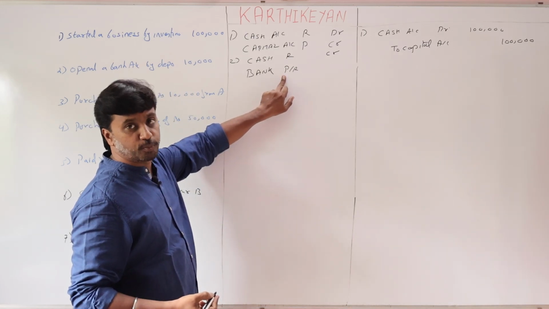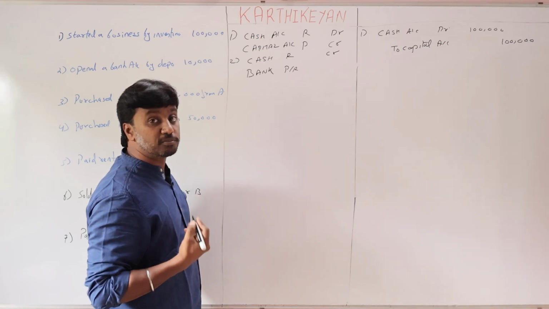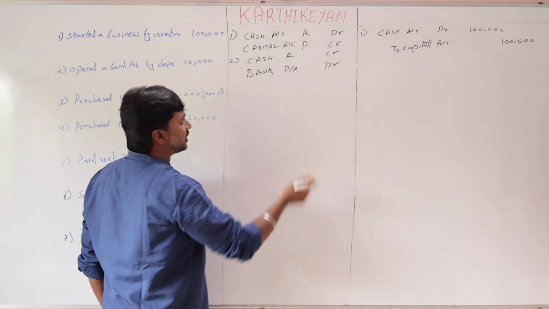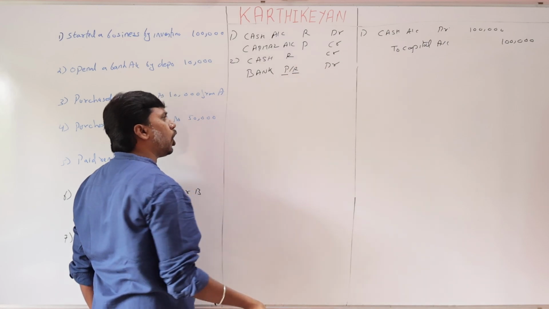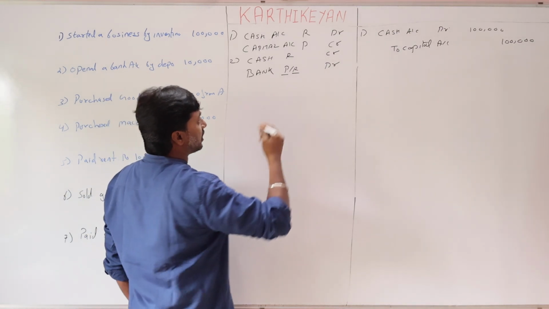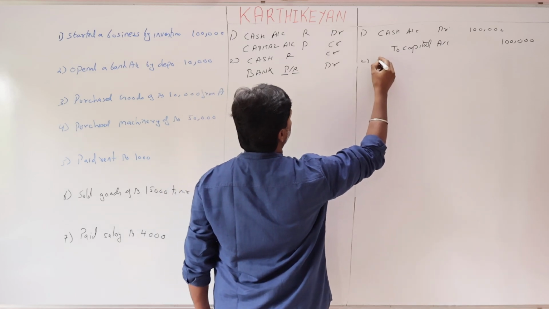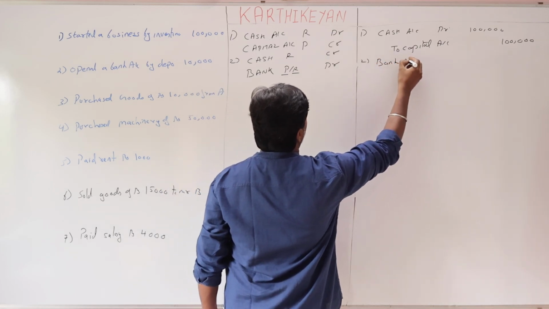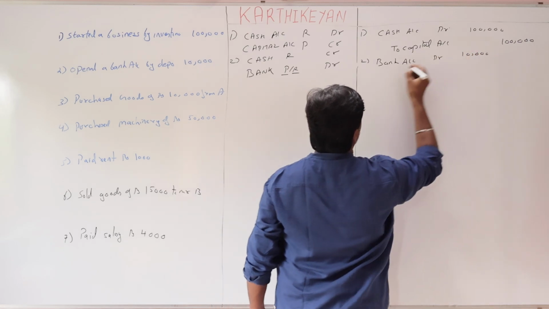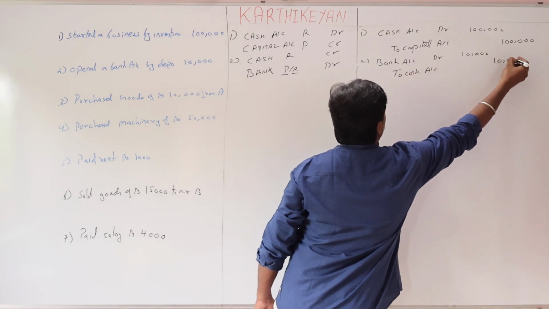If you think from the personal account point of view, debit the receiver. If you think from the real account point of view, debit what comes in. Bank balance is coming in, cash balance is going out. In either way, it will be debited. My suggestion is to take it as a personal account. Now the journal entry for this: bank debit, cash credit. The second entry: bank account debited to cash account 10,000.